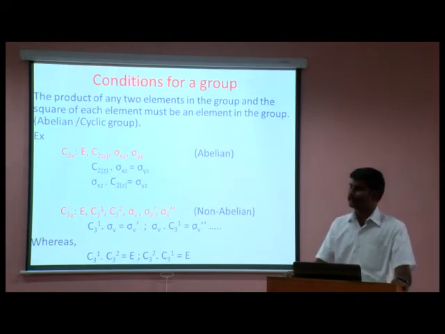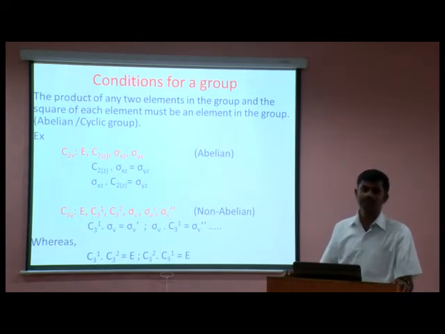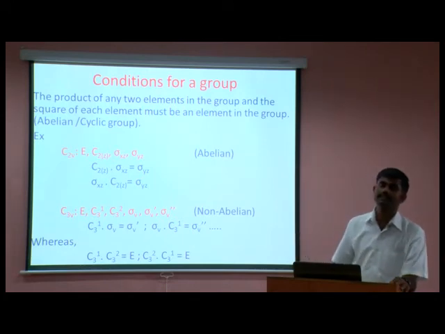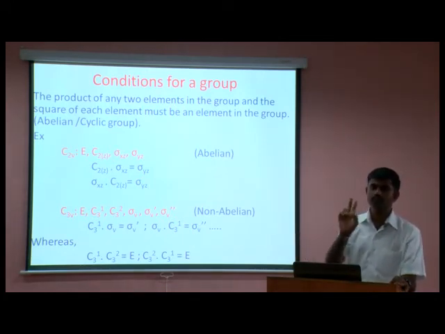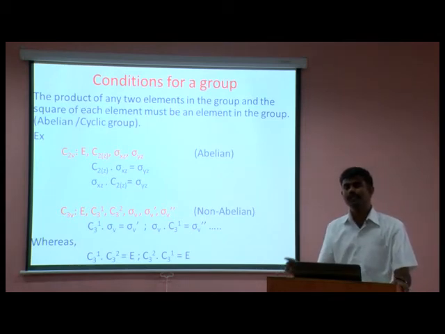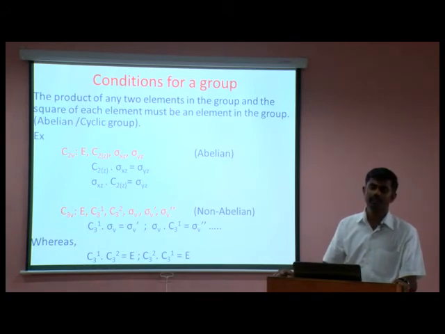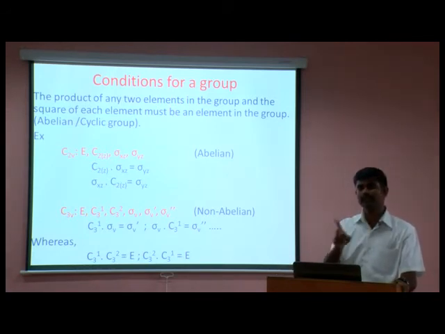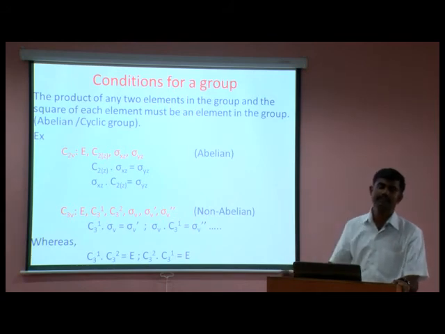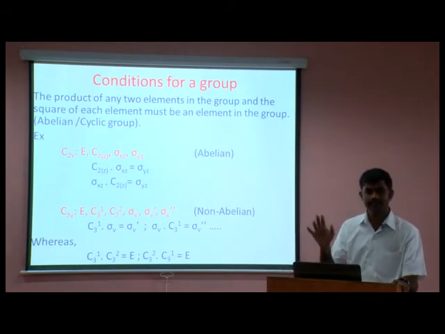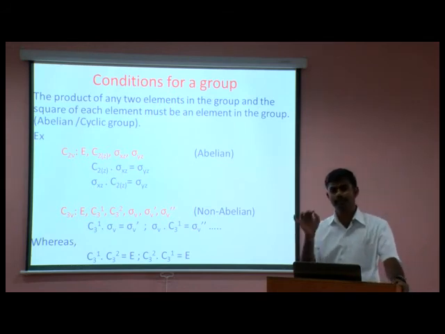If an element is chosen from a group, we can choose any two elements. If you choose two elements, the product of those two elements and the square of each element must be an element in the group. That is, if 2 is an element from a group, and 3 is another element from the group, then if you multiply 2 and 3 you get 6. That 6 should also be present inside the group, that is, 6 should also be an element of that group.